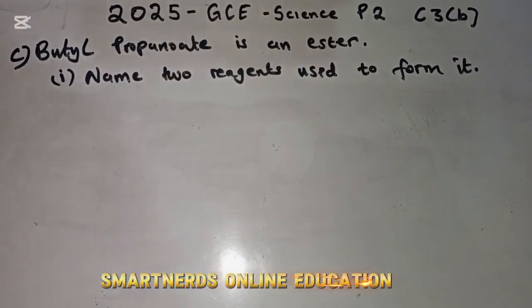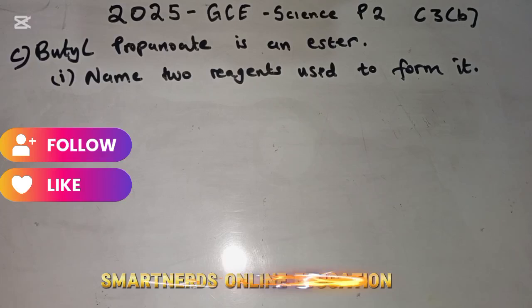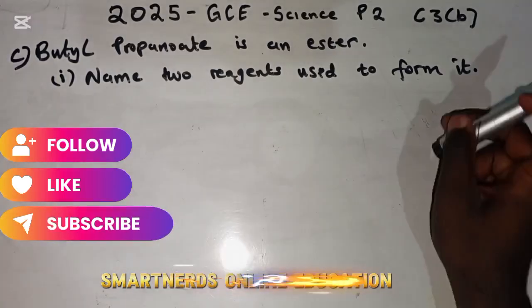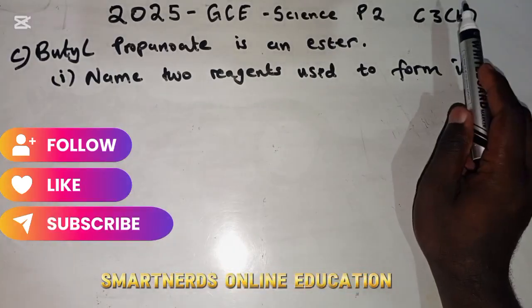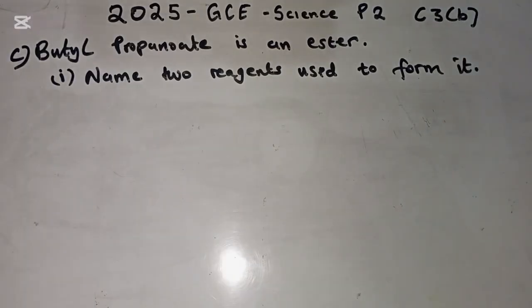We are looking at a question from the Science 2025 GCE, paper 2, section C, question number 3B. The question went like this: butyl propanoate is an ester. Name two reagents used to form it.